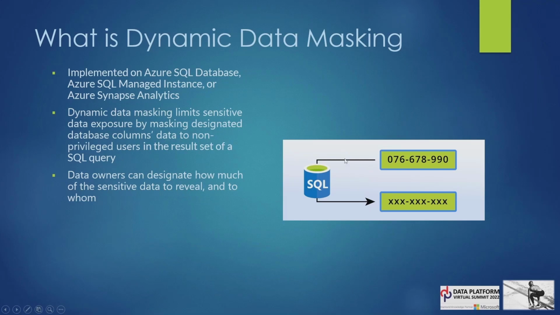So for example, if I have a table which has data in a column which I am masking, if the data looks like this, 076678990, a general user, when they select star from that table for that particular row, based on the format of the masking, they would only see obfuscated data. They would not be able to see the real data behind it. Data owners can designate how much of the sensitive data to reveal and to whom. So the DBO owner or the database owner or the administrator would set up the masking function which will drive how much of the data is exposed.